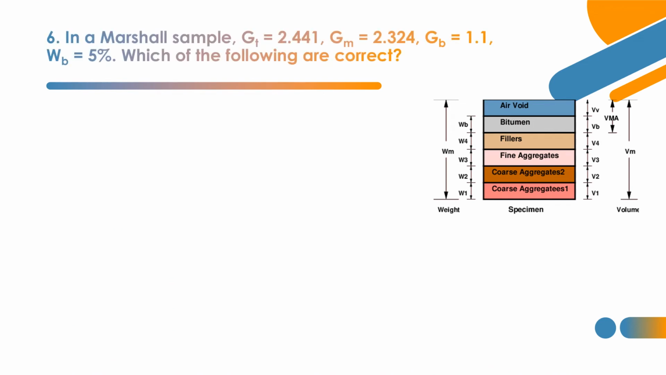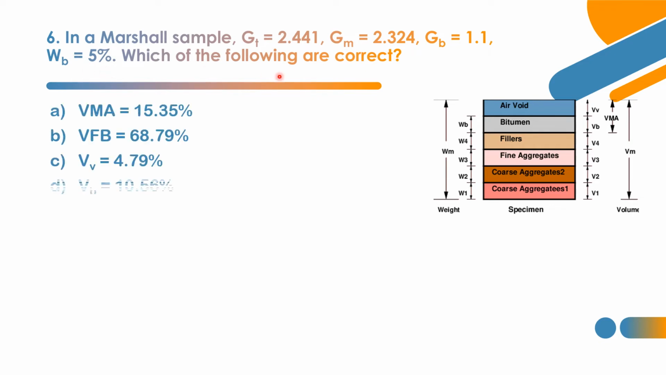That is bitumen. We start with the Marshall bituminous test. In a Marshall sample, they have given some data. G suffix T, the theoretical specific gravity, is equal to 2.441, the bulk specific gravity is 2.324, GB, the bitumen specific gravity, is 1.10, and the weight of bitumen by percentage is given as 5%. Which of the following data are correct regarding this given data?